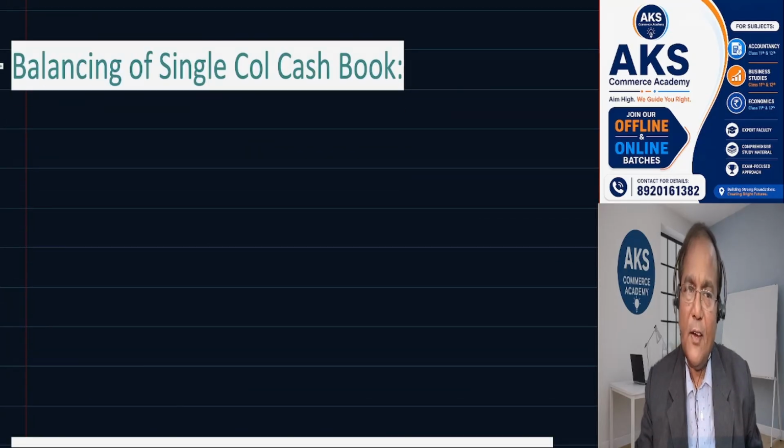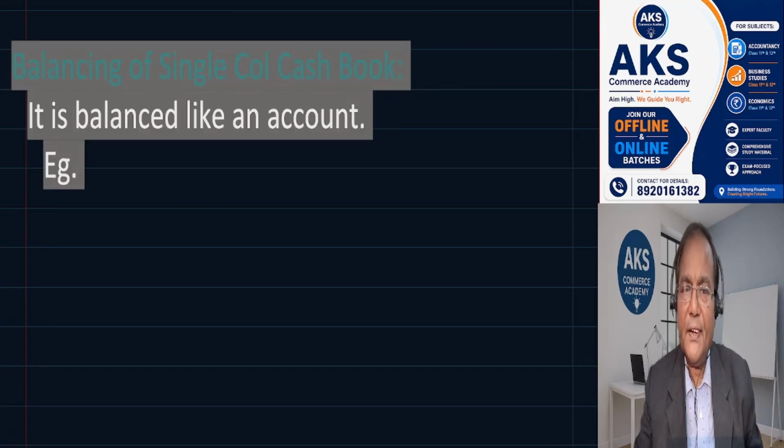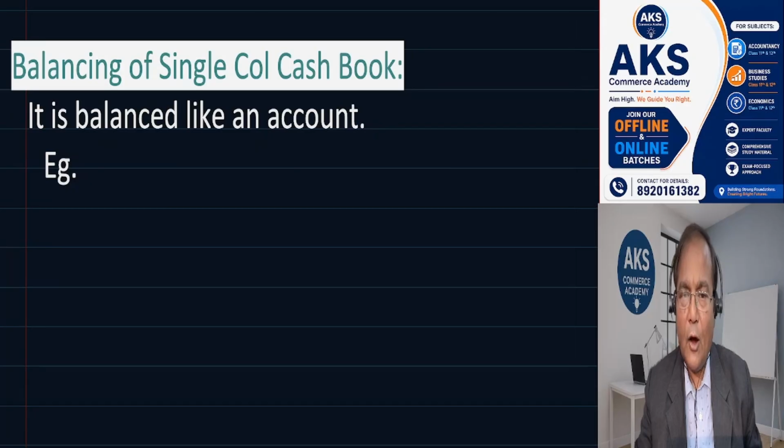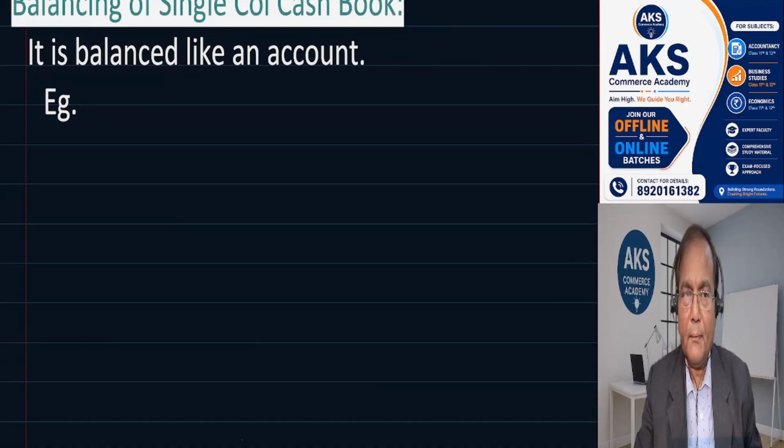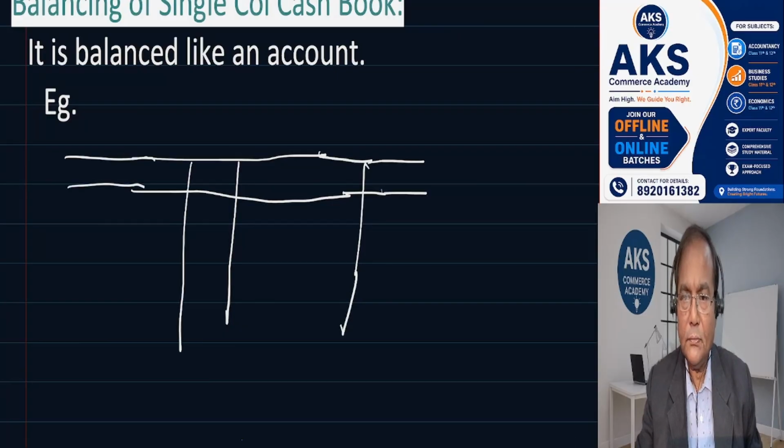Now, balancing of single column cash book. How are the balances to be maintained? It is just balanced as an account. Let me take some hypothetical figures here. Let us say this is our cash book. There is this column, there is this column, so we'll maintain this. So this is our single column cash book.